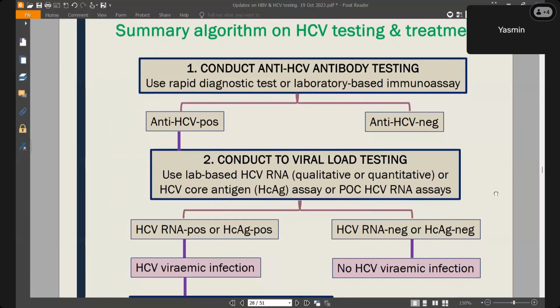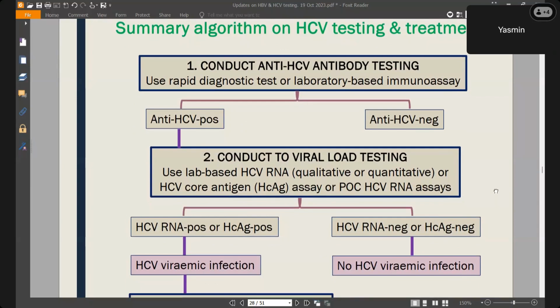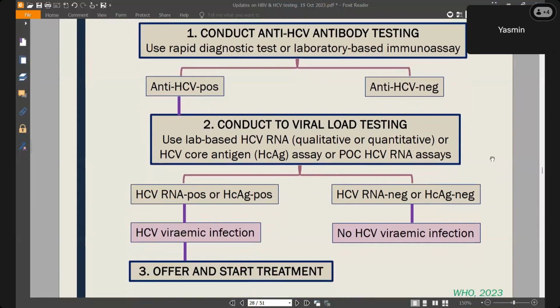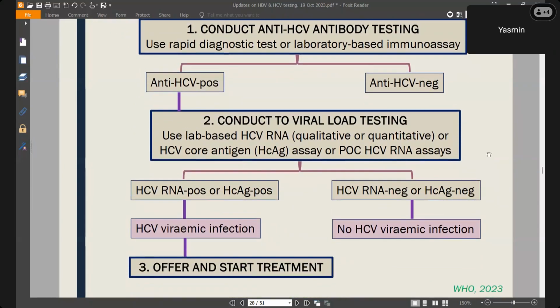So this is the latest summary algorithm. All right, an overall view. Right. In other words, again, this is the latest WHO 2023 summary. All right. Of course, you do the anti-HCV antibody. You can choose either the rapid test or the lab-based immunoassay. If it's negative, end of story. If it's positive, that's where you do the viral load testing.